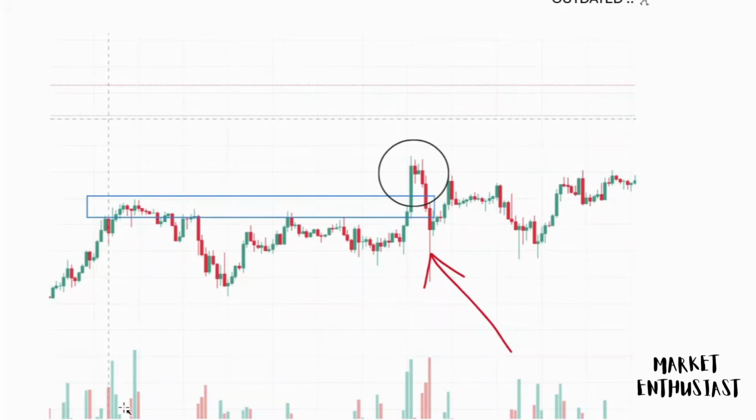Stick around because by the end, you'll have the tools to spot these setups yourself and avoid the traps that wipe out 90% of traders. Let's dive in and turn theory into profits.